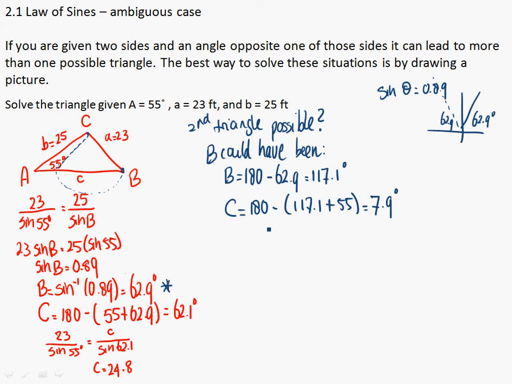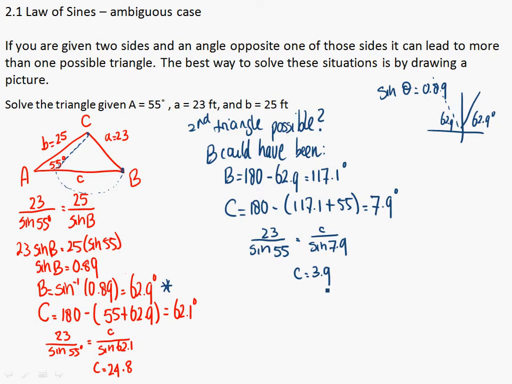And if you use the 7.9, hopefully you understand you're going to also get a different value for the side length. So you do a over sine A is little c over the sine of 7.9, and so the second value for c that is possible is 3.9.